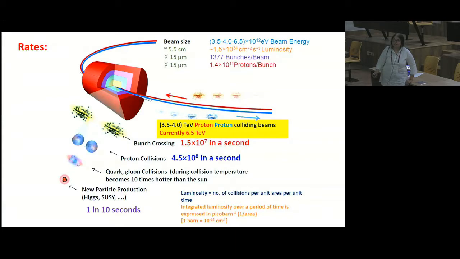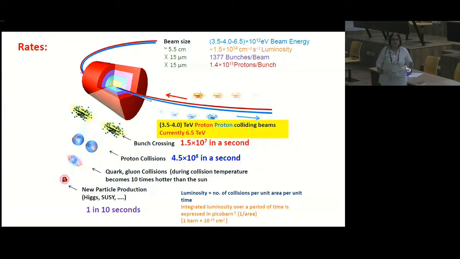So I just want you to note these two numbers and see how difficult it is and how rare it is for anything new and exciting to be produced at LHC, even with the very high energy and high luminosity. Of course, I should apologize, these numbers may change slightly depending on the current luminosity and the energy.